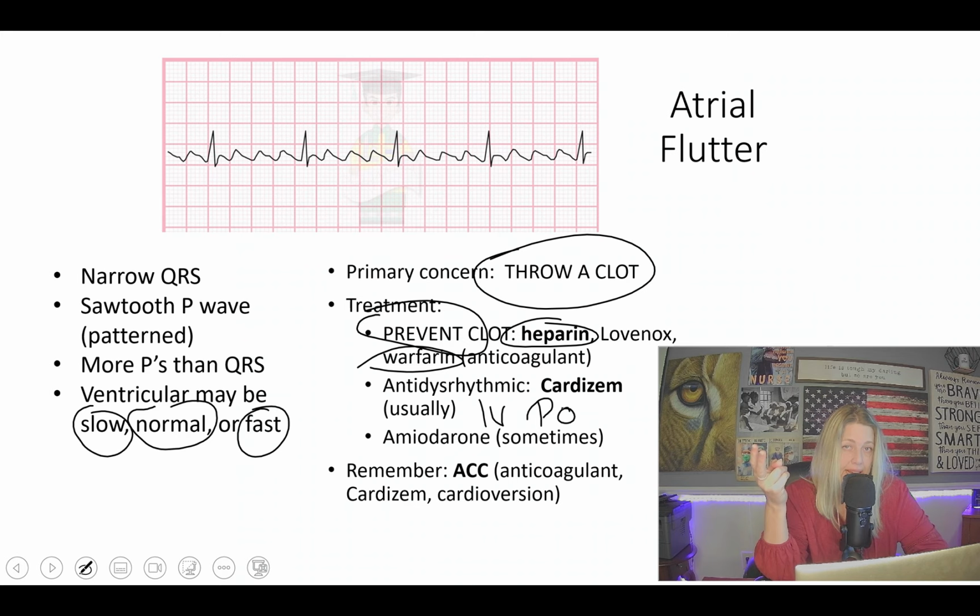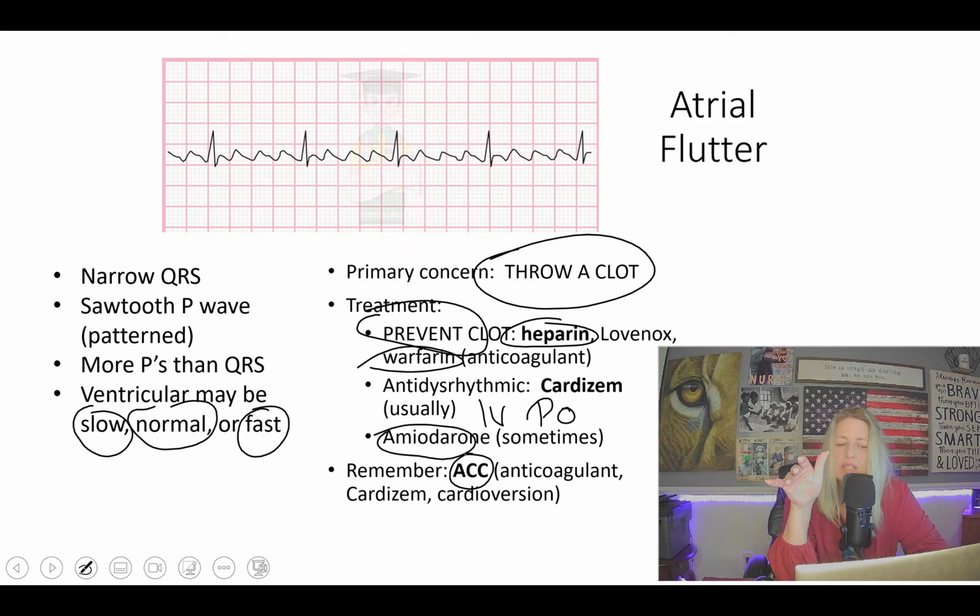Now, if Cardizem is not there and they give you the drug amiodarone, you can select that. Amiodarone is an antidysrhythmic. It's just a much stronger antidysrhythmic than Cardizem, and there's a lot more side effects to amiodarone, and so it's not usually the first choice. Usually Cardizem is the first choice. Cardizem is a much safer drug than amiodarone. So anticoagulants and Cardizem. So what I want you to remember for the treatment of atrial flutter is ACC. ACC, anticoagulant, Cardizem, cardioversion.